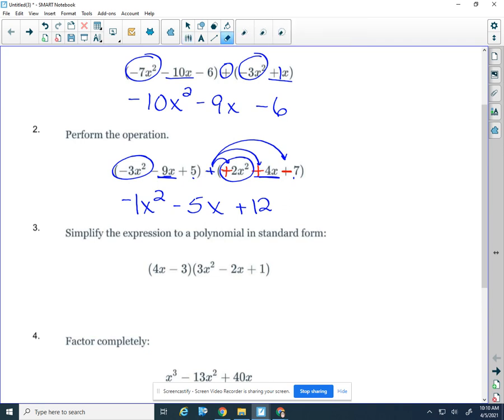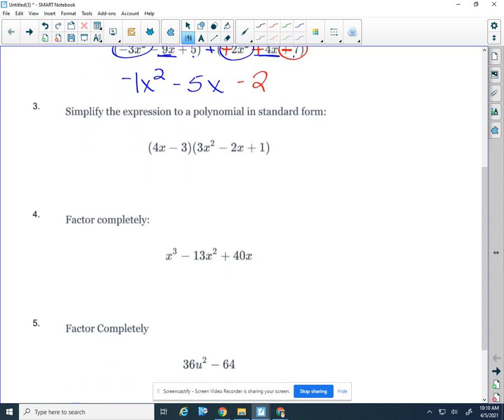Oops. And this is why I always say rewrite it. That's a minus. 5 minus 7 is a negative 2. Be really careful.